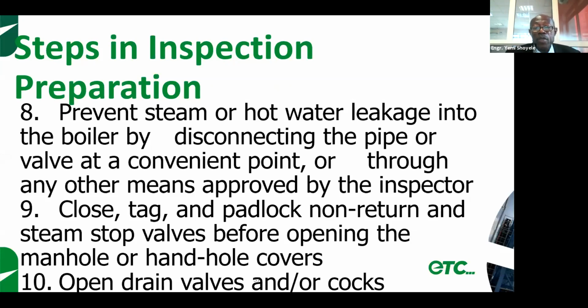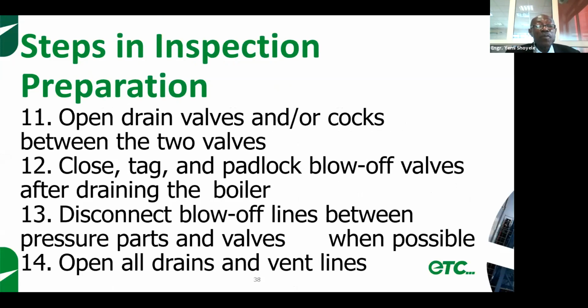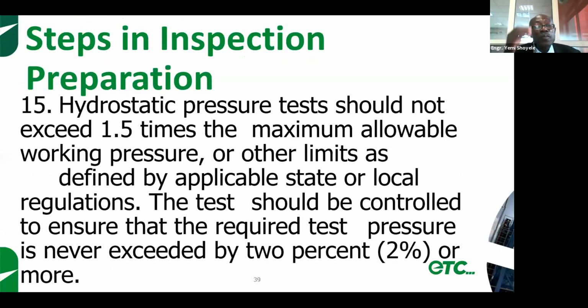Now, open the drain valves and or drain cocks between two valves. Blow-off valves need to be closed, tagged, and padlocked after draining the boilers. Disconnect the blow-off lines between pressure parts and valves when possible. Open all drain and vent lines. Then, prepare for the hydrostatic pressure test, which I said should not be more than 1.5 times the maximum allowable working pressure, or in accordance with other limits set by your local or state regulations. The test should be controlled to ensure that the required test pressure is never exceeded by more than 2%.